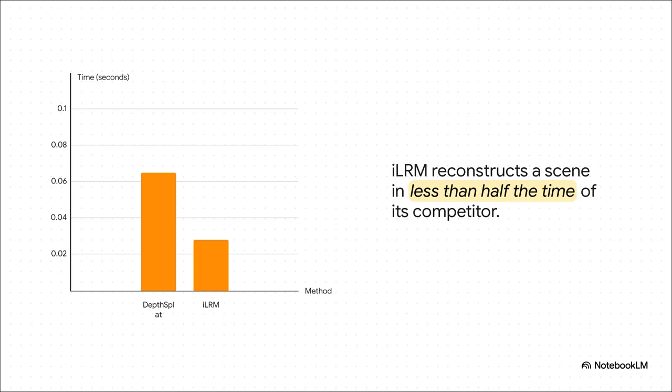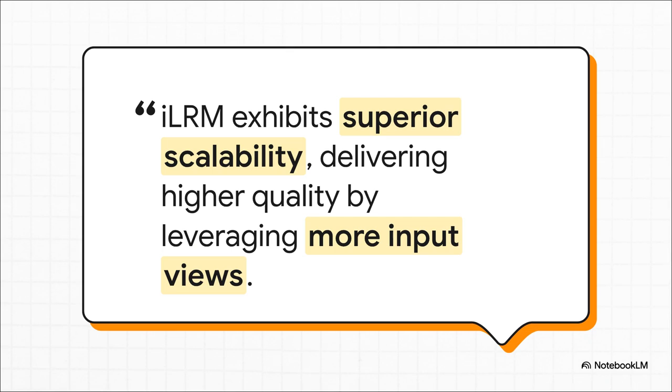Better, faster, and smarter. But maybe the most important thing is what this quote from the paper gets at: scalability. Because iLRM is so efficient, it can actually handle more photos to build the scene without getting all bogged down. Where other models just hit a wall, iLRM takes that extra info and uses it to make the results even better. It just scales beautifully.